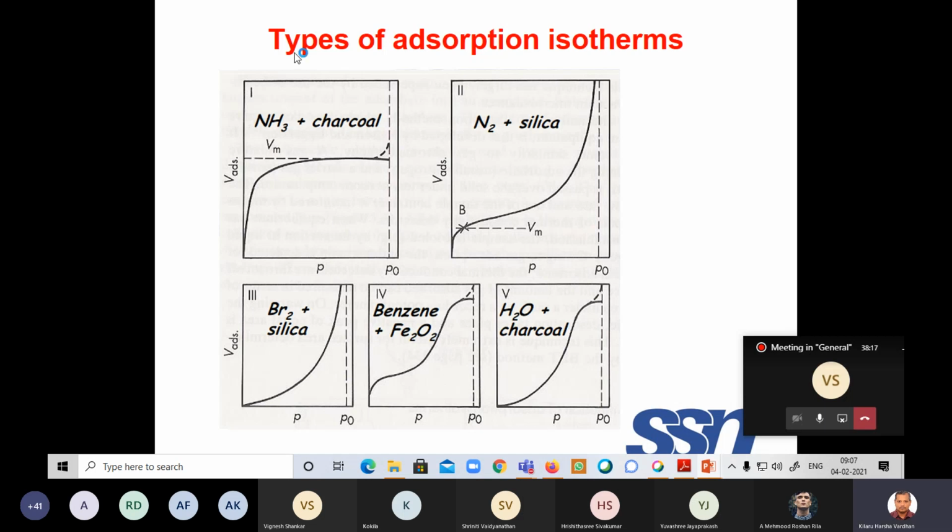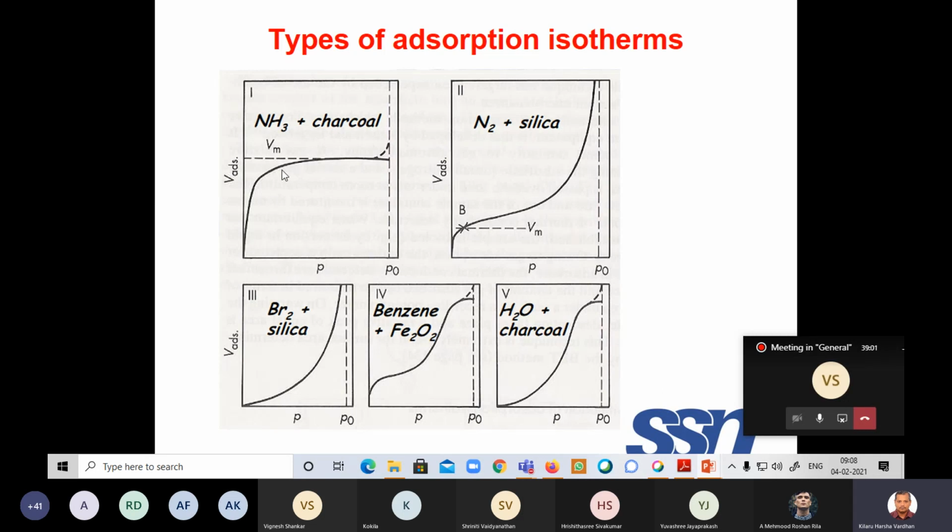Now, types of adsorption isotherms: there are different types, 5 types here. You can see V adsorbed is the volume of adsorption. The x-axis is the partial pressure, because you are assuming a gas is there. If the gas contains only one component, you get a pressure. But if the gas is a mixture, then how much pressure a particular molecule of the gas exerts is given in terms of partial pressures, right? So either you can write pressure or partial pressure, with V adsorbed on the y-axis and P on the x-axis.